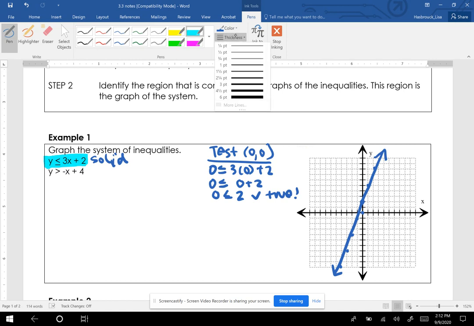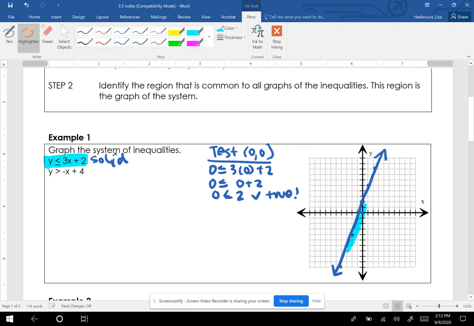which means that I am going to shade on the side of that test point. Since that test point created a true statement, all of these points on that side of the line will also work. I'm going to go ahead and color this in. And then once you do that, you can start on the next line.